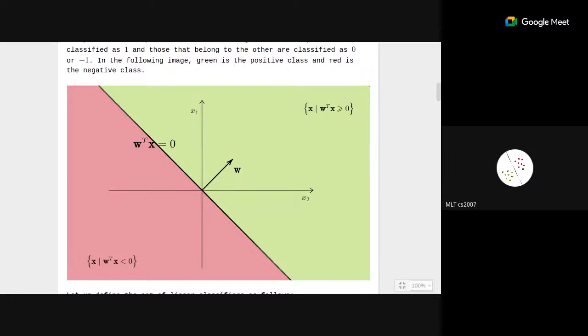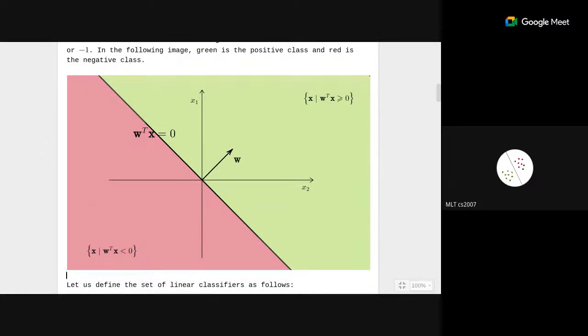The best way of understanding this is: any point here, if you take the dot product with W, it will be positive, right? If you take the dot product, the angle between W and that point will be an acute angle, so W dot x will be positive. Now, on the other hand, any point on the boundary, this is called the decision boundary, if you take the dot product, that will be zero, right? That's why this thing is W transpose x equal to zero. And for any point on this side, the red side, the angle between W and that point will be obtuse, more than 90 degrees. Therefore, the dot product will be less than zero. So that's how we come up with this particular image.